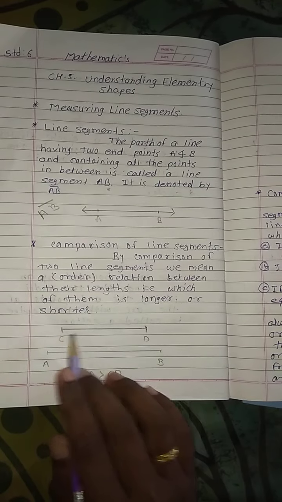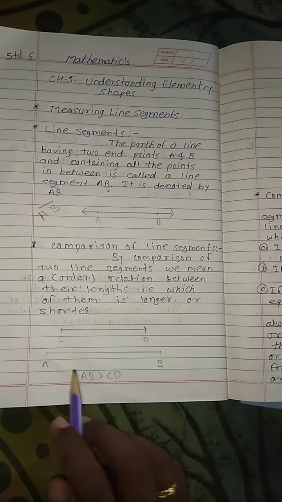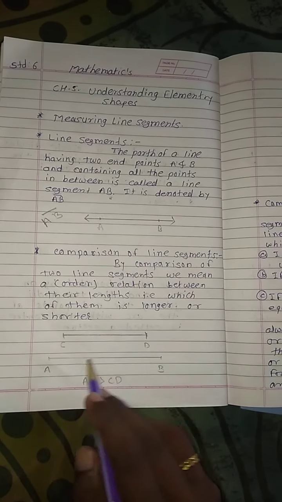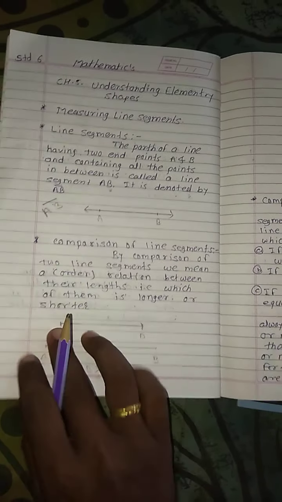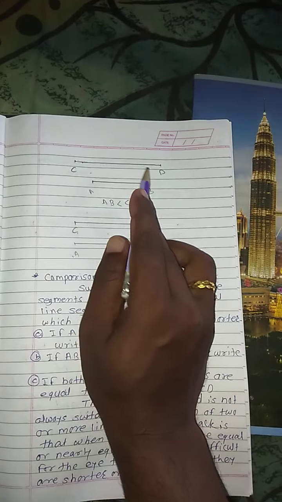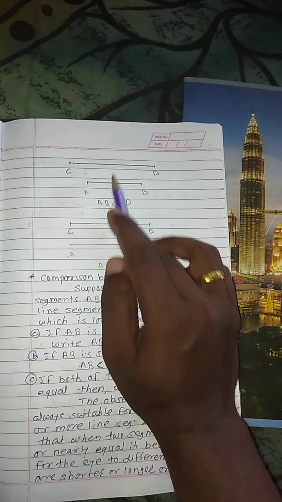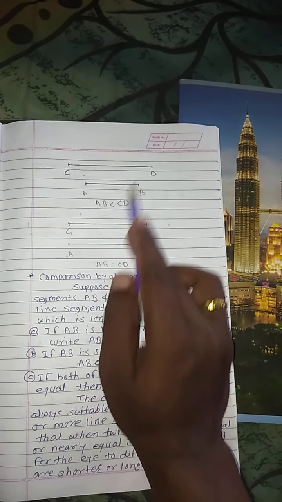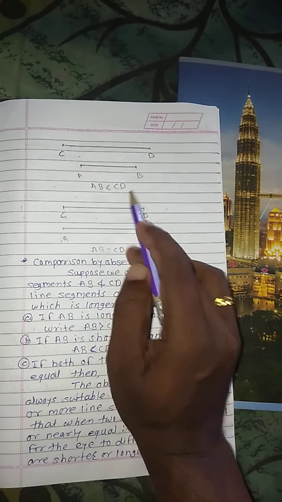Observe this: CD and AB. If you observe carefully, you can find that AB is bigger than CD. Then we can write that AB is greater than CD. Now observe these two line segments, CD and AB. If you observe carefully, you can find that AB is shorter than CD. Then you can write AB is smaller than CD.